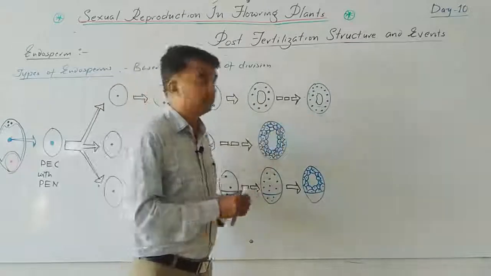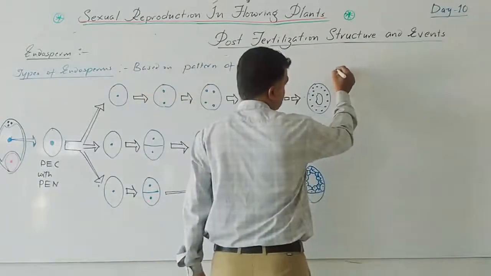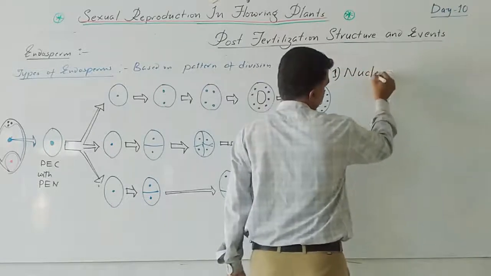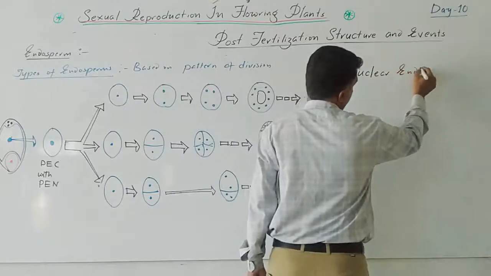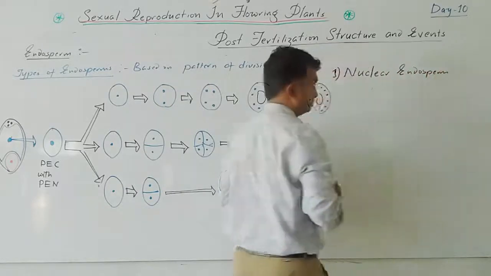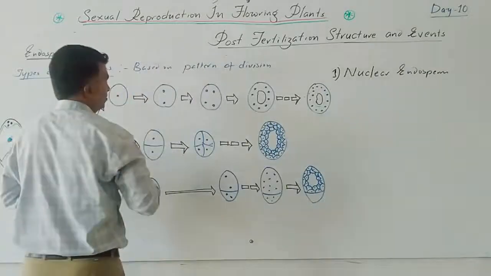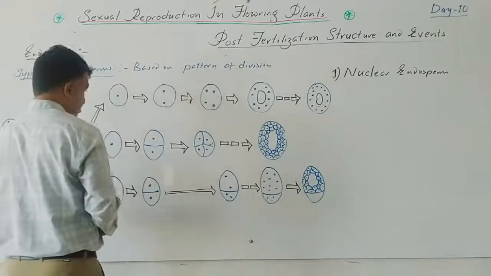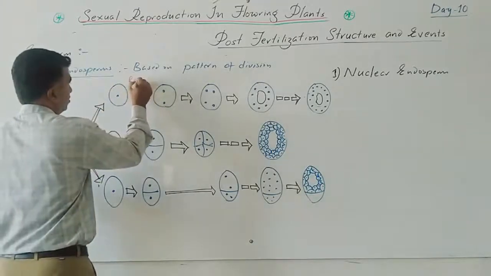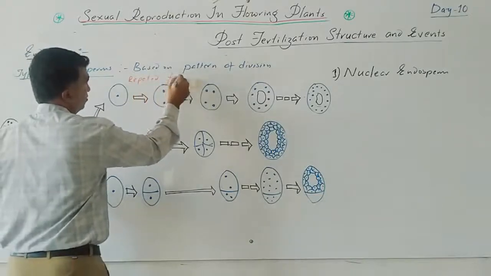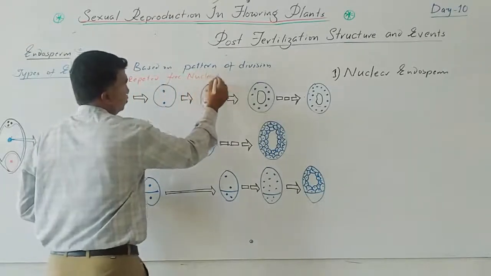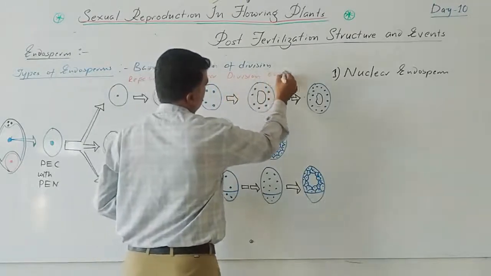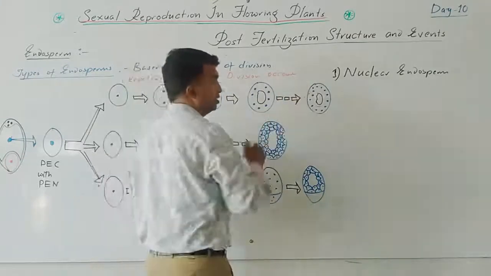then it forms the free nuclear type, and this first type is called nuclear endosperm. In this case, repeated free nuclear division occurs. So this is called a nuclear endosperm.